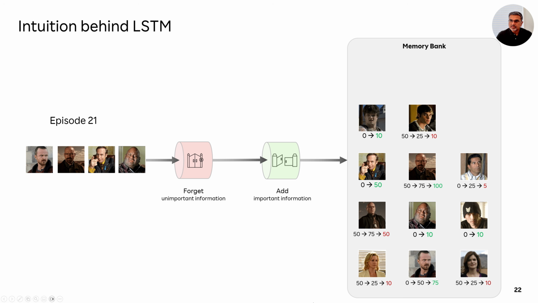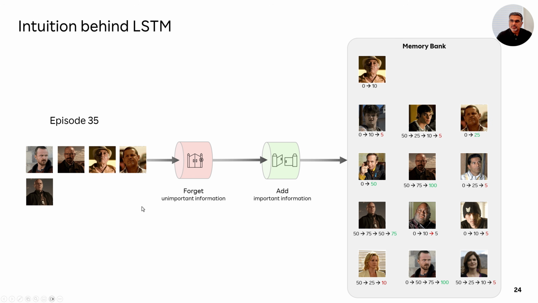Even Saul Goodman appears for the first time, so we add him and give him some score. And we also start to downscore those characters that are not really showing up that frequently in the last 21 episodes. So we continue this. We get to the 35th episode. Newer characters get added. For existing characters, some scores increase, and some start to decrease. For example, Huell appears sparingly in the episodes, so we start to decrease his score. Same with Badger and so on.